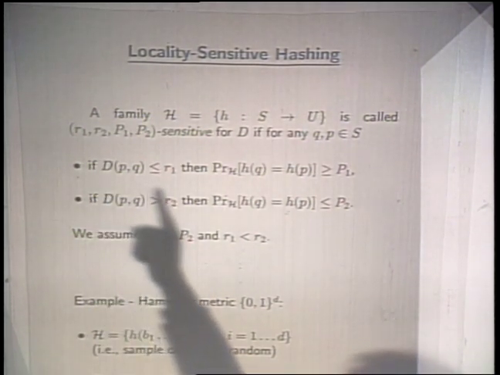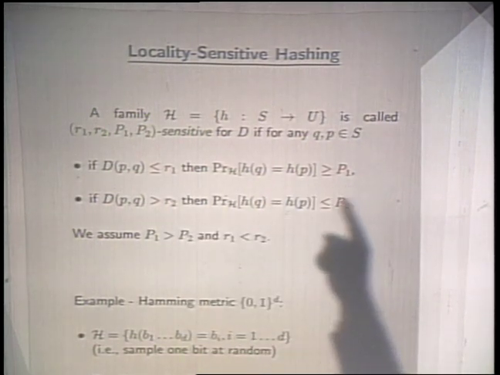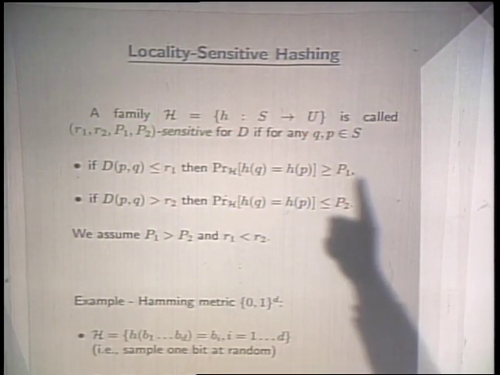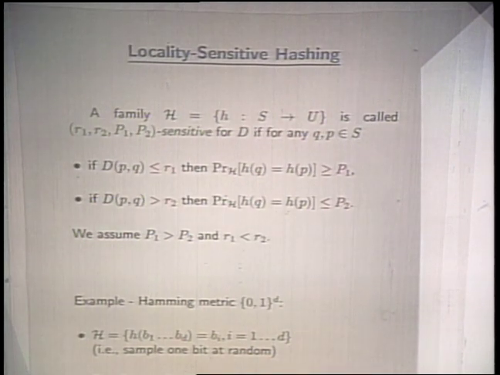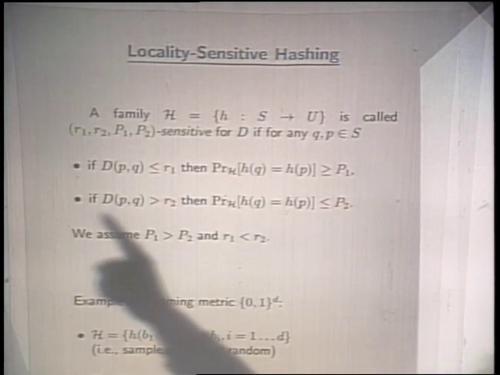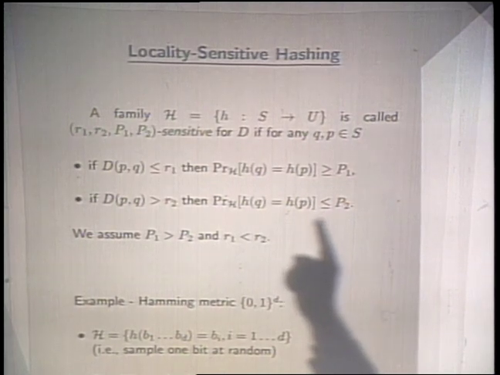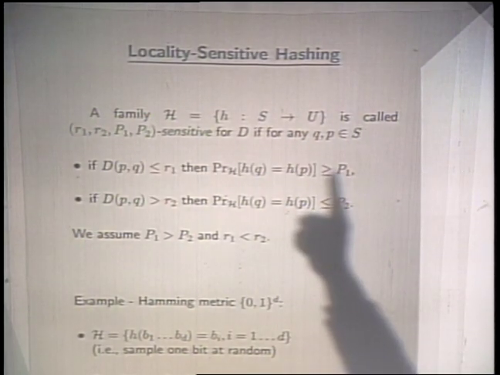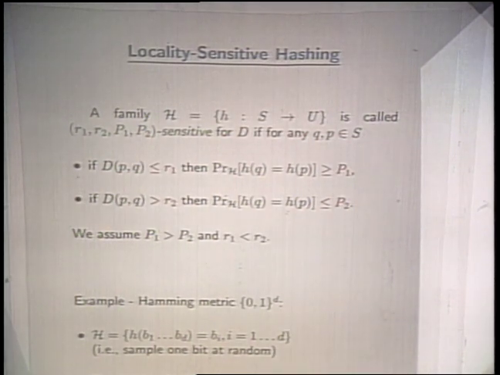If these two points are close, then the probability that, if we choose a random function from our family, the points collide is large, greater than P1. So if points are close, the probability of collision is high. On the other hand, if points are far away, then the probability of collision is low. And of course, for this to make sense, we need high to be greater than low, because otherwise it doesn't make much sense.